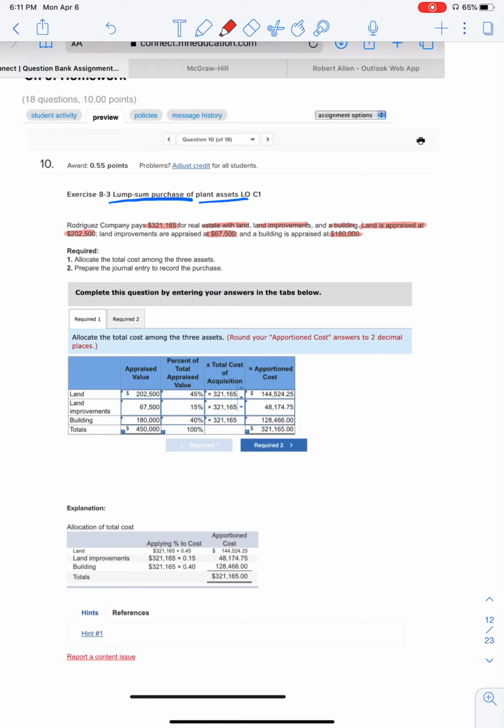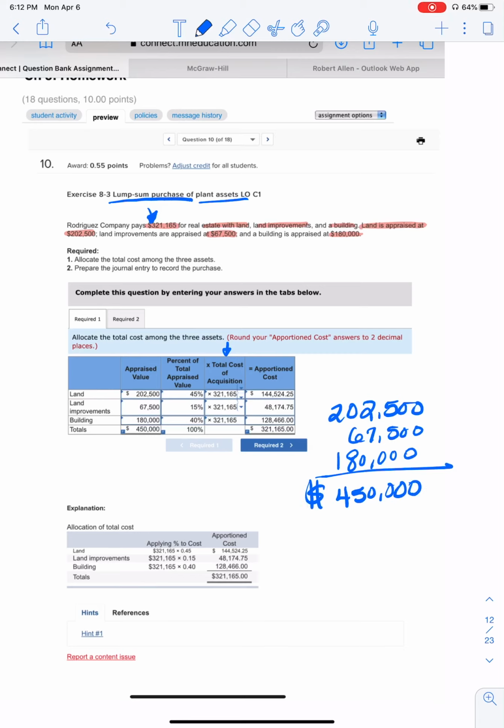So what you're going to have to figure out first is the total cost of the acquisition. And in this case, that is $321,165, which they told us is how much we actually paid. The next thing you're going to have to do is figure out the total value of the appraised assets. So, in this question, we are given the following amounts: $202,500 for land, $67,500 for land improvements, and $180,000 for the building. If you take the sum of all three of those, what you come out to is $450,000.